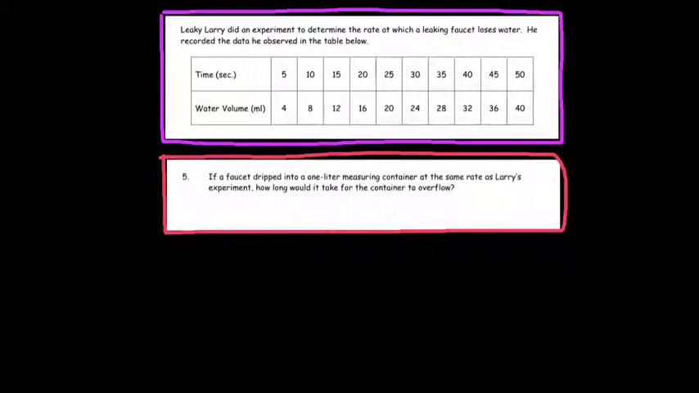All right, we're going to take it a little bit further now and look at an equation to help us solve some of the rest of these questions. Remember, we're looking at the rate at which this problem is changing. We've already determined that we are losing 4 milliliters every 5 seconds. That's how our table's increasing. So therefore, I can come up with the equation y equals 4/5, that's 4 milliliters for every 5 seconds, times x, my time. Remember, x is the time in seconds, and y is the water volume that I've lost.